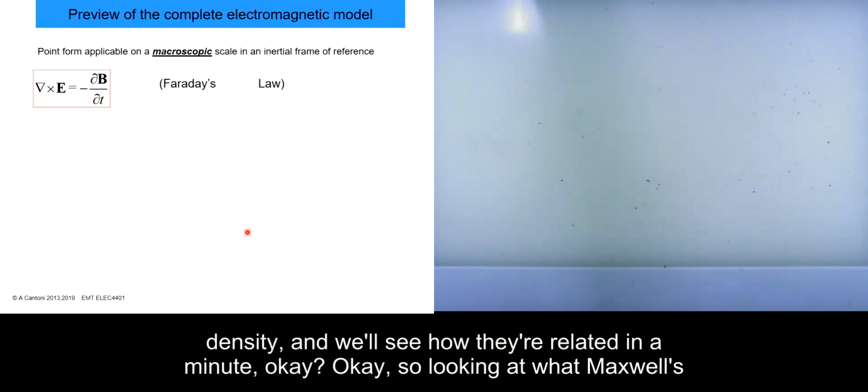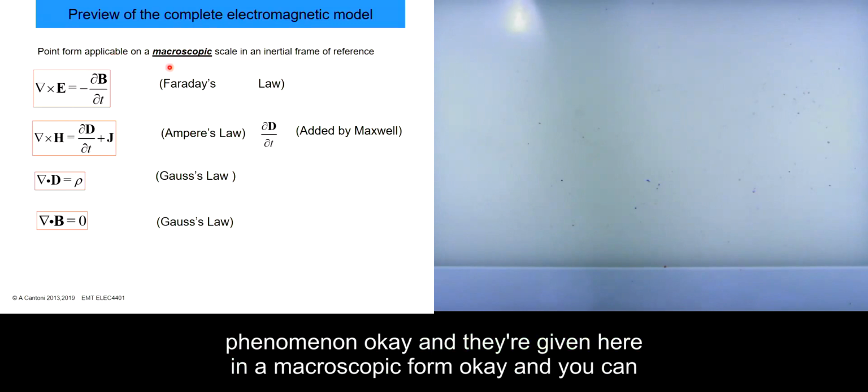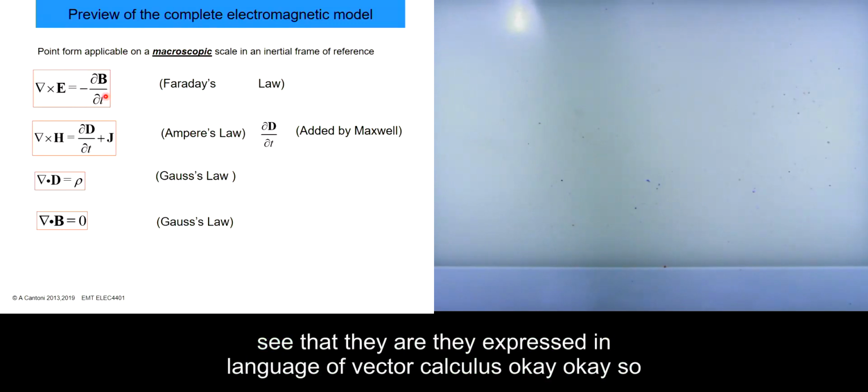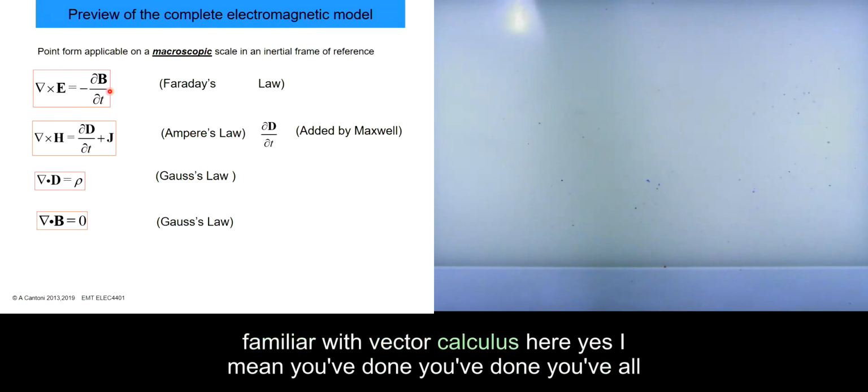Looking at what Maxwell's equations are, these are the equations that allow us to model all of electromagnetic phenomena, and they're given here in a macroscopic form. You can see that they're expressed in the language of vector calculus. Next week you'll get a bit of revision on vector calculus. Is everyone pretty familiar with vector calculus here? Yes.